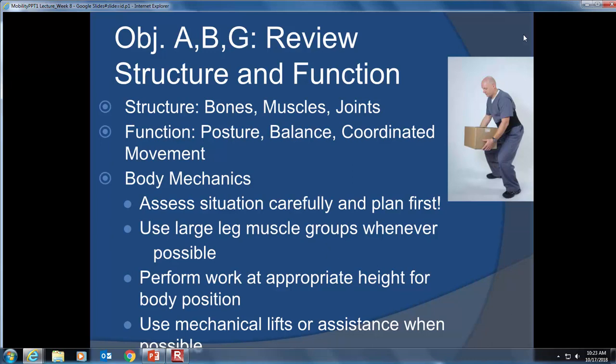Objective G asks us to describe proper body mechanics to use when positioning, moving, lifting, and ambulating a patient. Well, we want to prevent injuries to ourselves and use available resources to make transfers easier. So if we can take the 4 points listed on this slide and apply them to our daily work, that's going to make things a lot better for us and it's going to reduce the risk of injury in our jobs.